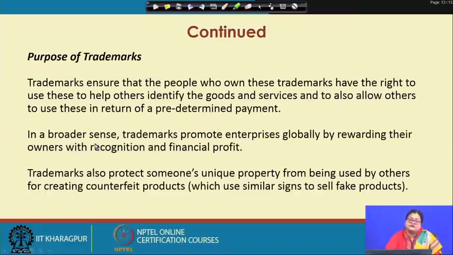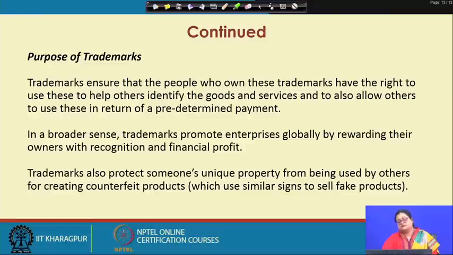Now, what is the purpose of a trademark? Trademarks ensure that the people who own these trademarks have the right to use them to help others identify the goods and services, and also to allow others to use them in return for a predetermined payment. In a broader sense, trademarks promote enterprises globally by rewarding their owners with recognition and financial profit. So, if we always go by a trademark, then obviously we are giving recognition to the owners and it brings financial profit to them.